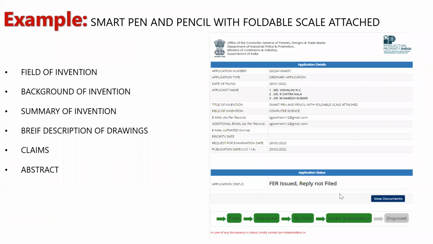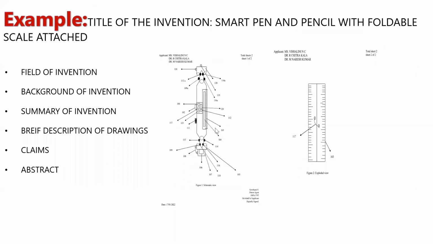In this example I'm showing, in any drawing you see here, it is showing some numbers. Each and every part of this drawing should be described in the patent, in the technical specification form.